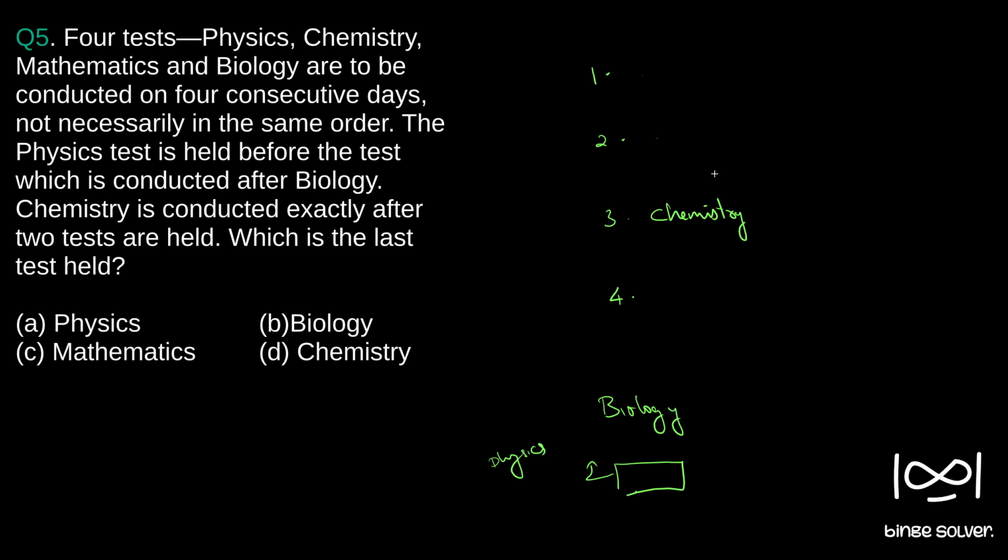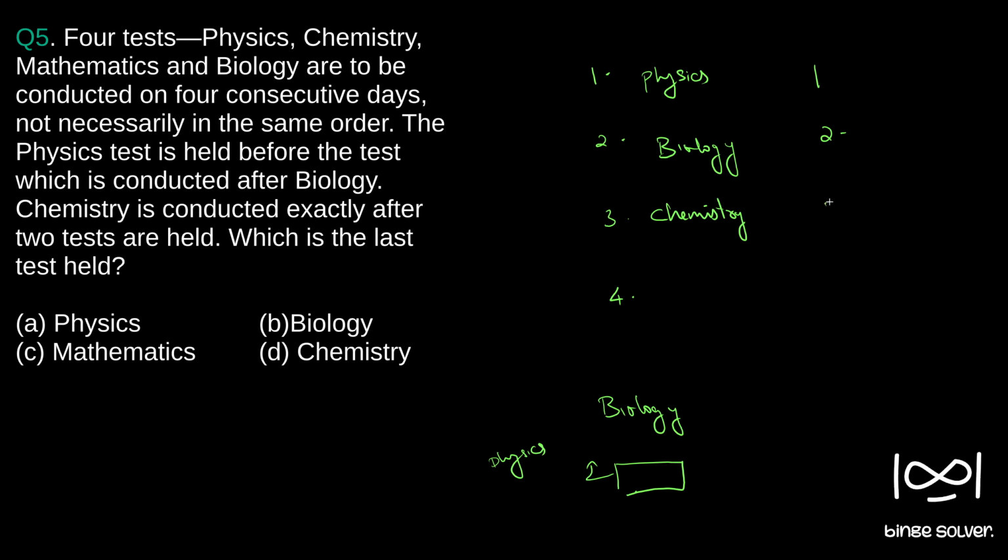So in this case, two cases are possible. Say physics, from the given information. This is a possible scenario, so it fits with the given data. Why? There is a test after chemistry. There is a test after biology, and physics is held before this test. So that is a possible scenario. And another scenario is also possible. You cannot rule it out entirely.